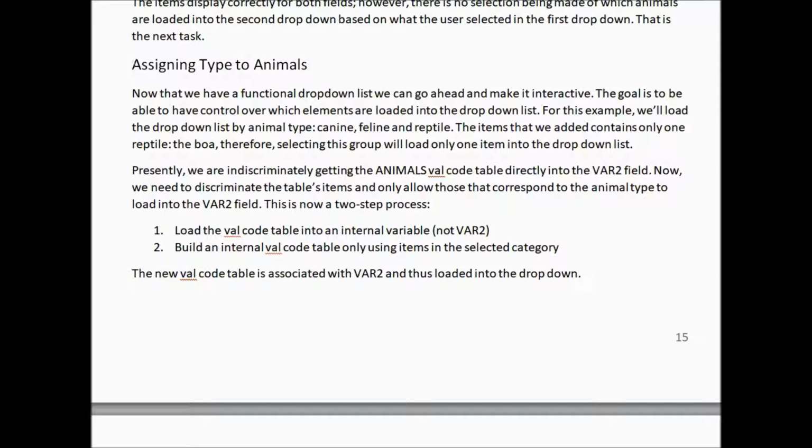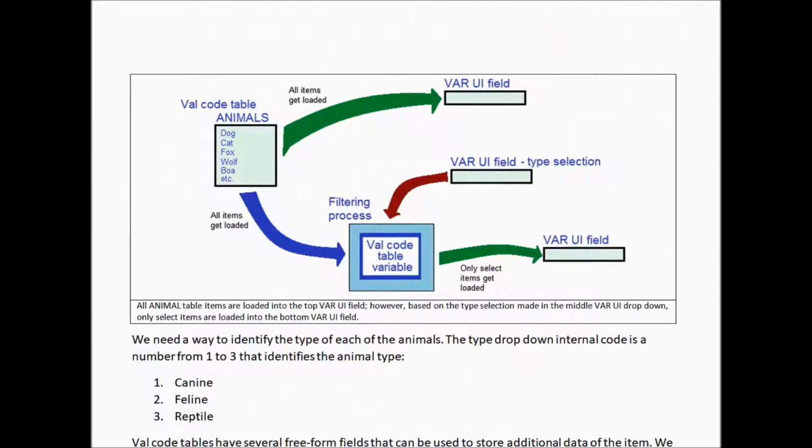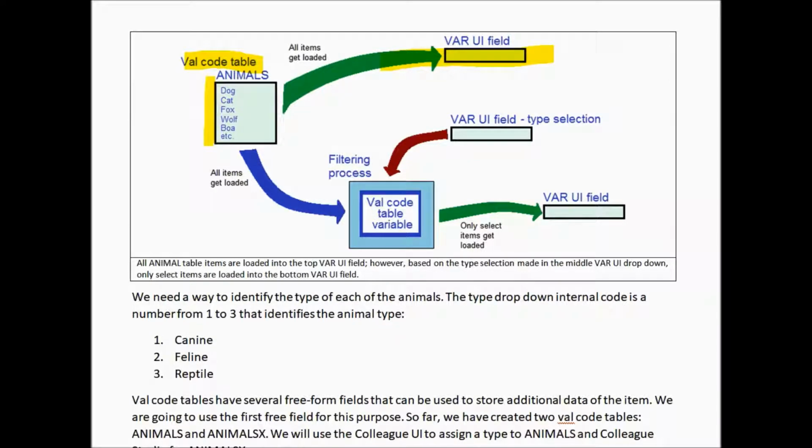The first step to making the drop-down interactive is assigning a type to the animals. This is how it's going to work. This is the animals table, the valcode table. It contains all the animals. So usually when we connect the valcode table to a var field, all the animals get loaded into that drop-down. But what we want to do is use the first drop-down to select the type, and then have all the animals load into a buffer. And then when this process has the information of the type that we selected and all the animals, the only animals that will be loaded into the drop-down are those that belong to the type that we selected.